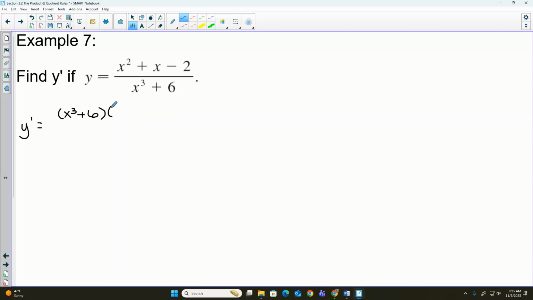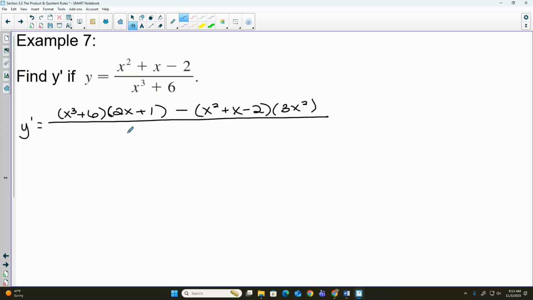D high, what's the derivative of the top? 2x minus high, so just the top of the fraction. D low, derivative of the bottom? 3x squared. Over low, so the entire denominator, squared.